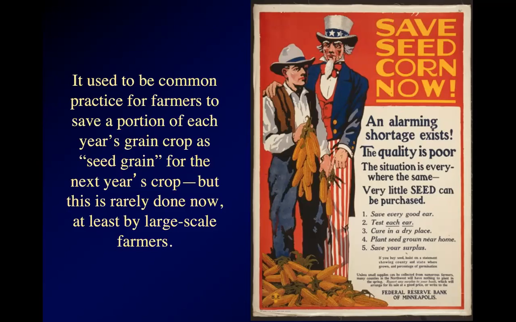And it's what was being done as far back as the 1910s. You can see on this poster that Uncle Sam is warning the farmer to make sure that that farmer saves some seed corn. But we don't do this now, at least in large-scale operations.